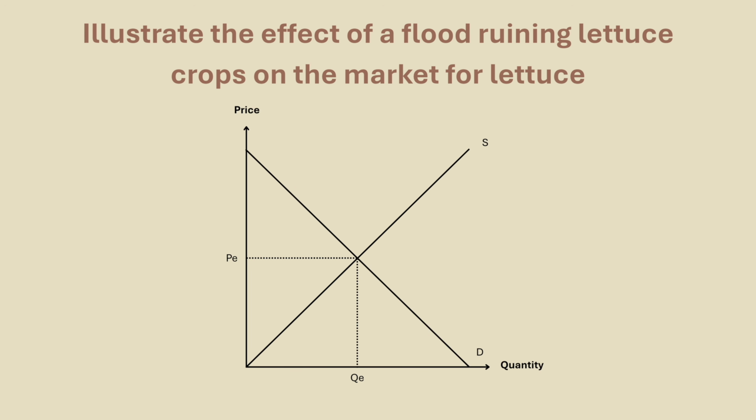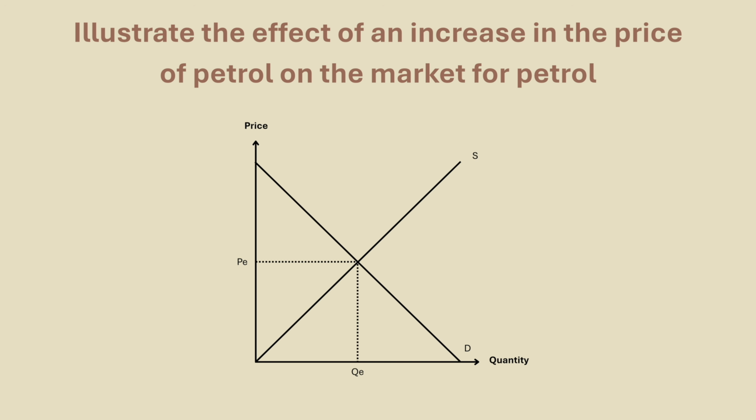Illustrate the effect of a flood ruining lettuce crops on the market for lettuce. When there is a flood, this may ruin the lettuce crops, so the supply of lettuce decreases, shifting to the left. Illustrate the effect of an increase in the price of petrol on the market for petrol. A change in price doesn't shift any curve. We simply put in a higher price on the price axis, P2. This is a shift along the demand curve.